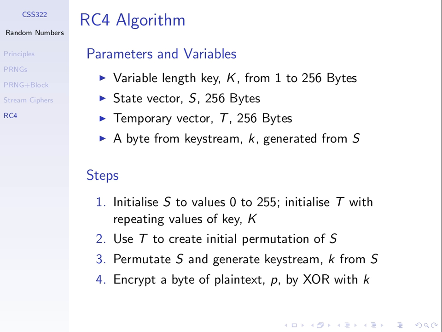The other vector we use, T, is the same length as S, and it's initialized by setting it to the value of the key and just repeating the key to fill up the vector. In our case, our key is 4 elements, T is 8 elements, we just need to repeat the key twice. So T becomes 1236, 1236. So that's step 1 in the algorithm. That's just done at the start. Step 2 is to use this value of T to rearrange S.